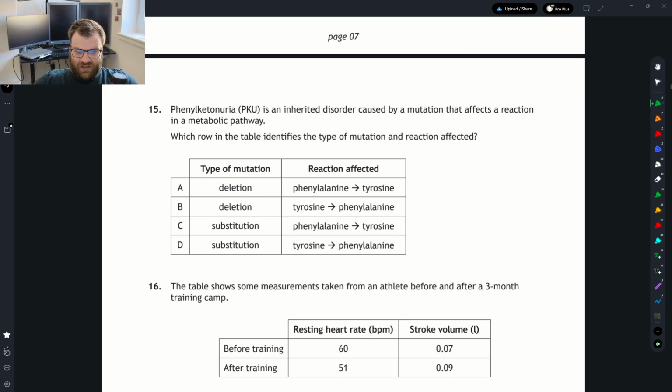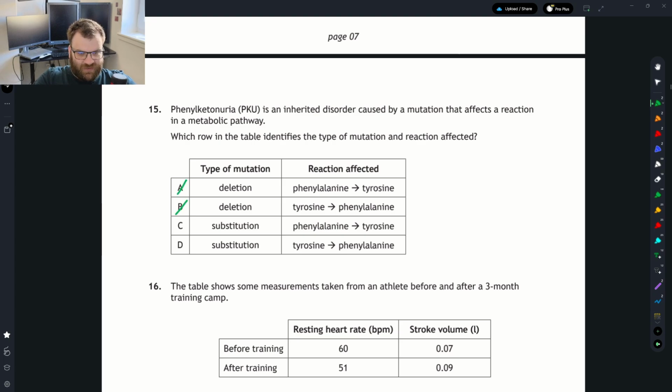Here we've got an inherited disorder caused by mutation that affects a reaction in the process. Type of mutation in the reaction. Now, this is probably one that if I had gone through the notes a bit more carefully, that will be an example that we are supposed to remember. Let's say that, like me, you don't have it off the top of your head. Now, my thought process for this one is if it's deletion, it's a frame shift mutation which affects all the amino acids after the mutation. And that feels like it wouldn't just then affect one part of the pathway.